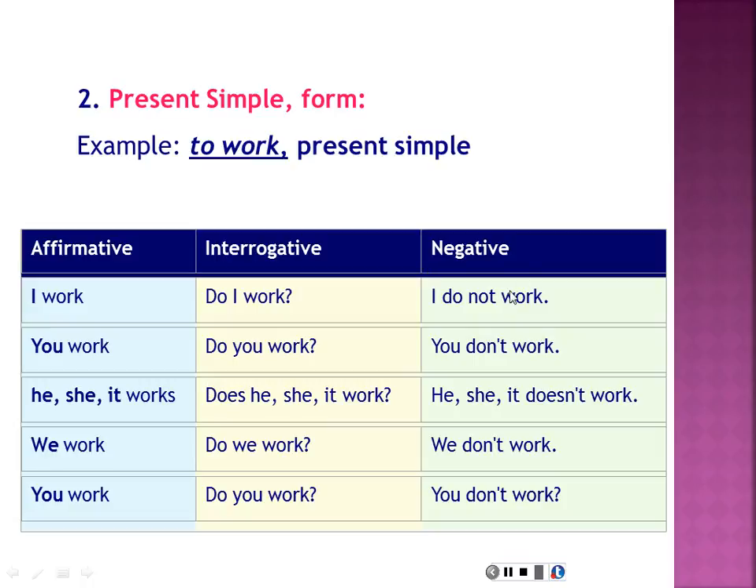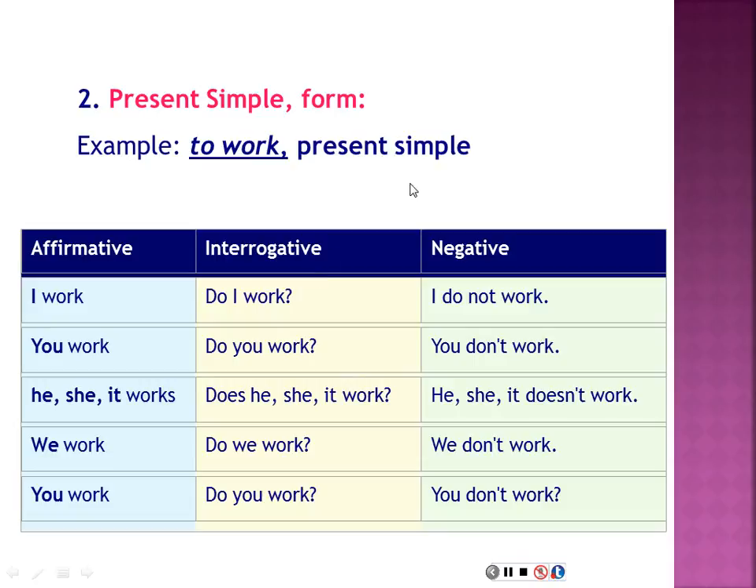The third case, when we have negative form, we use do not or does not, and we add it before the verb. So I do not work, you do not work, he does not work, she does not work, it does not work, while we do not work and you do not work. So after all the questions, we end them with a question mark. Don't forget that, keep it in mind.